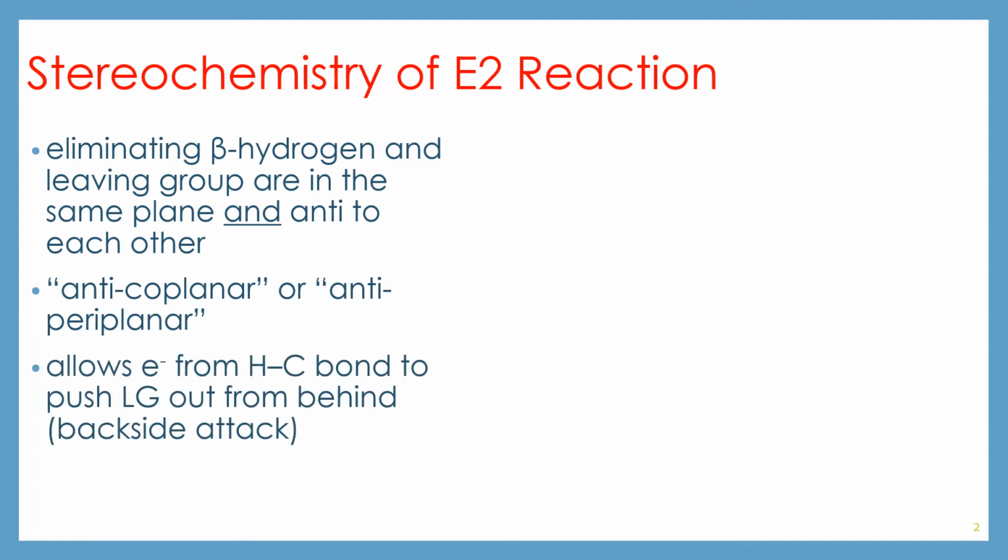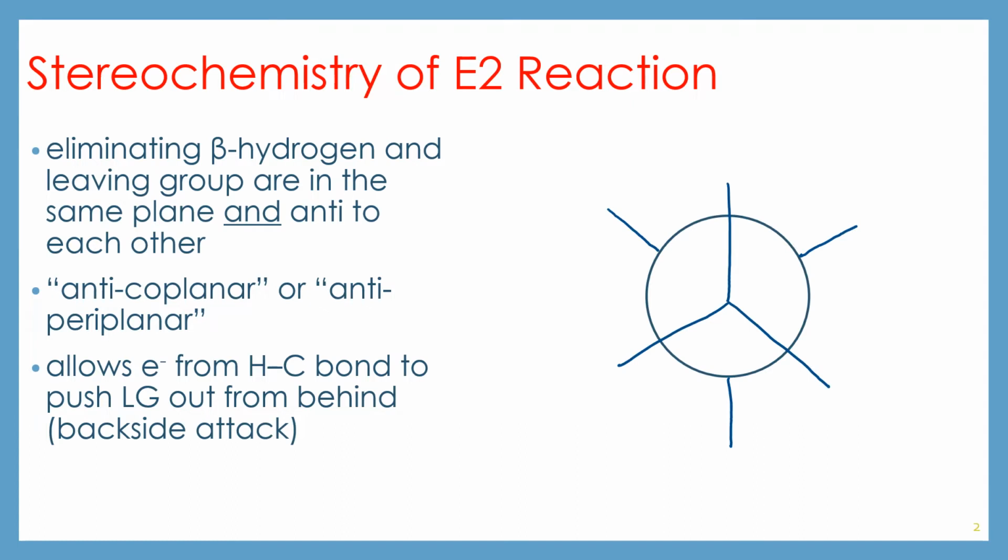This is what allows the electrons from the hydrogen-carbon bond to push the leaving group out from behind. Or another way to say that is it allows the electrons to act as a nucleophile in a backside attack. So for example, let's take a look at this Newman projection.